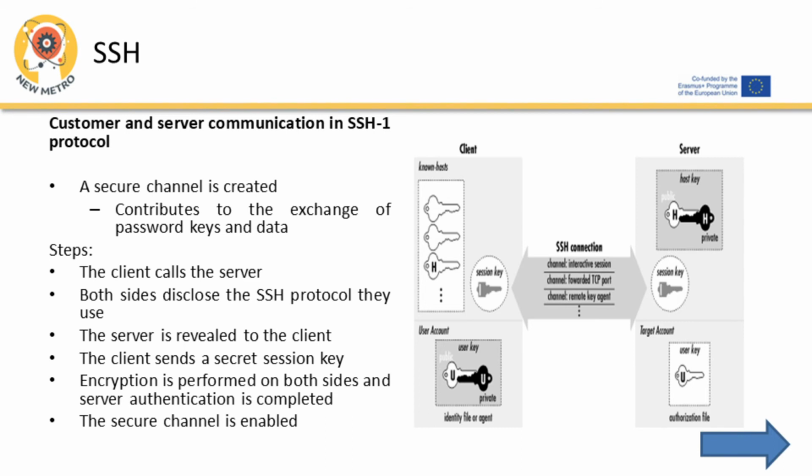Steps. The client calls the server. Both sides reveal the SSH protocol they are using. The server is disclosed to the client. The client sends a secret session key. Encryption is performed on both sides and the certification of the server is completed. The secure channel goes into operation.